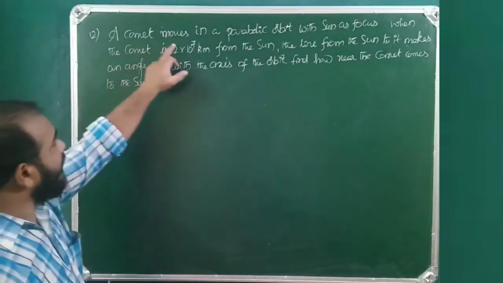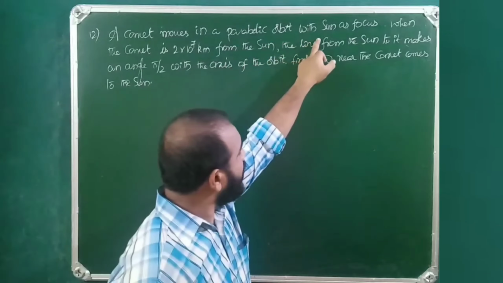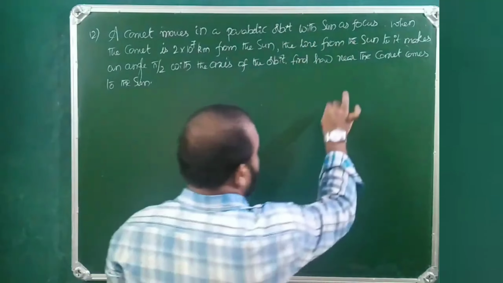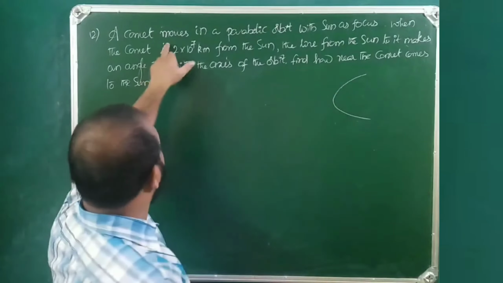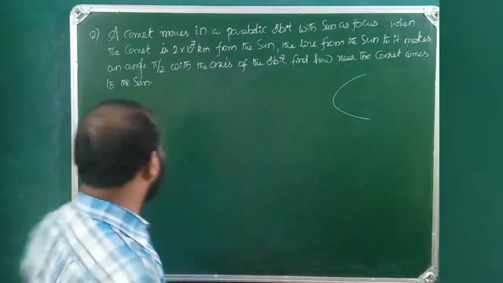Question: a comet moves in a parabolic orbit with sun as focus. So the comet moves in a parabolic orbit.